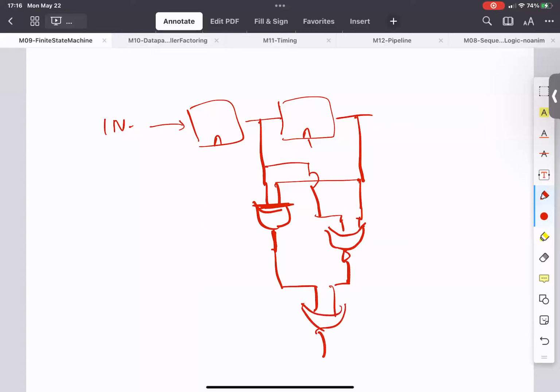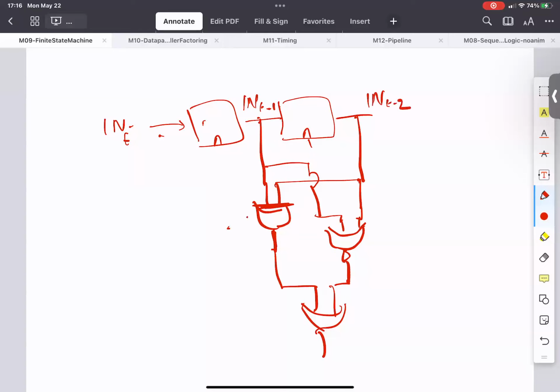So what's going on? My input is coming here. The first flip-flop's output would be the input as it was 1 clock tick ago, right? So let's say I call this input at time t. Then this is input as it was at time t minus 1. And this is input as it was at time t minus 2.